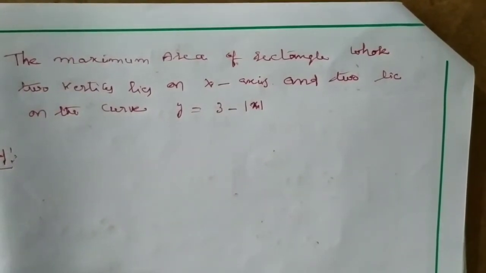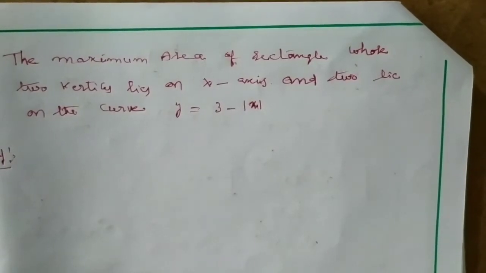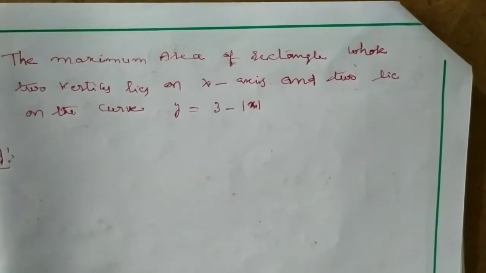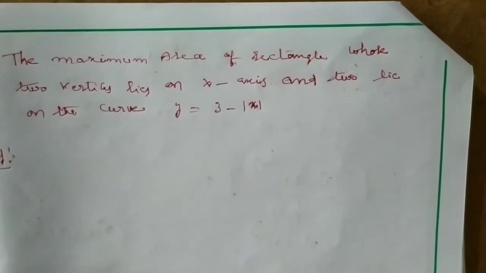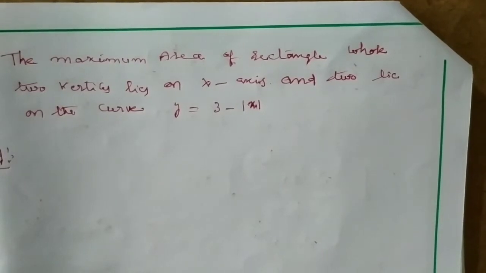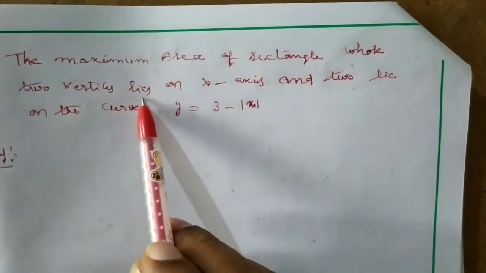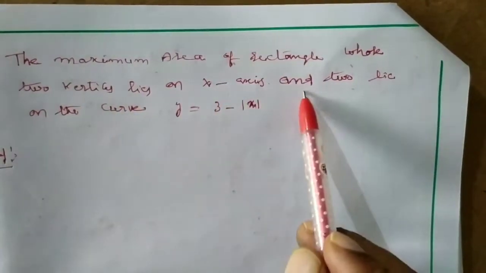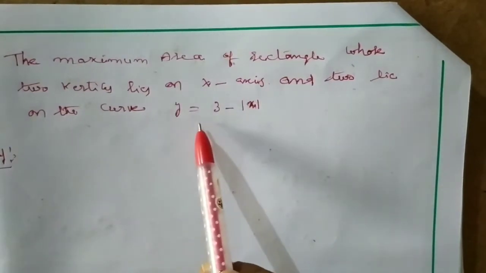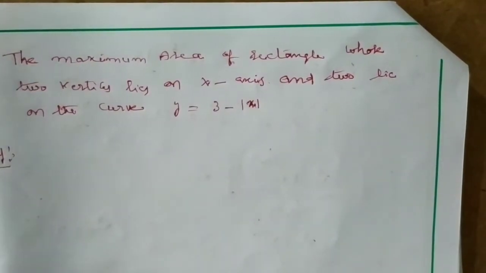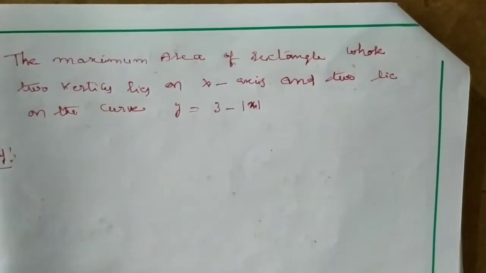This is another important problem in the maximum minimum concept. Here it is given to find the maximum area of a rectangle whose two vertices lie on the x-axis and two lie on the curve y is equal to 3 minus modulus of x. We need to find the area of the rectangle.